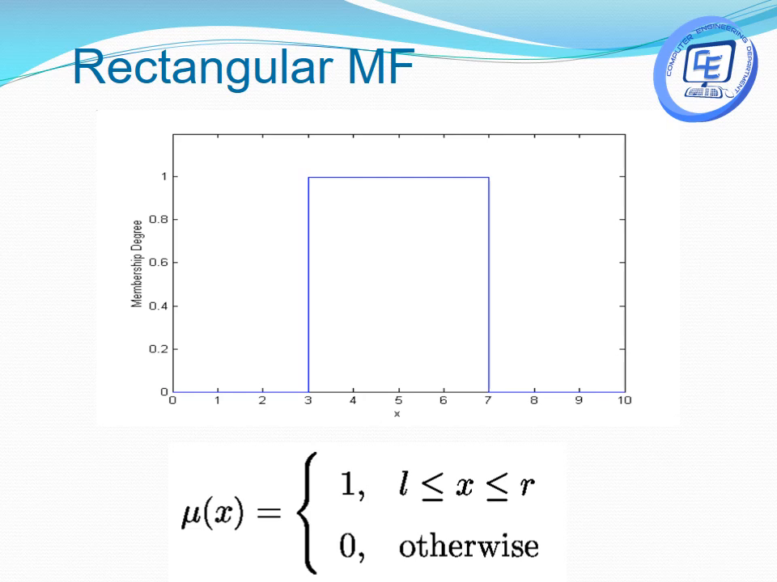That's why the equation is mu of x equals 1 if x is between L and R, say L is the left element and R is the right element. In the given diagram we can see L equals 3, R equals 7, and x lies between 3 to 7. Hence for 3 to 7 we have membership function as 1, otherwise it will be 0. So this is called rectangular.